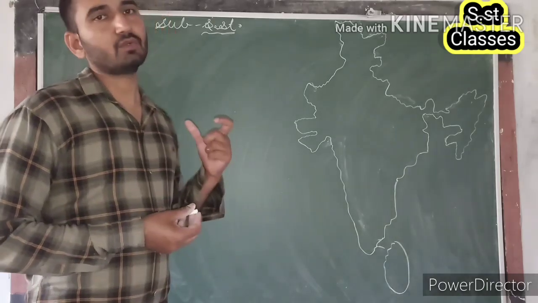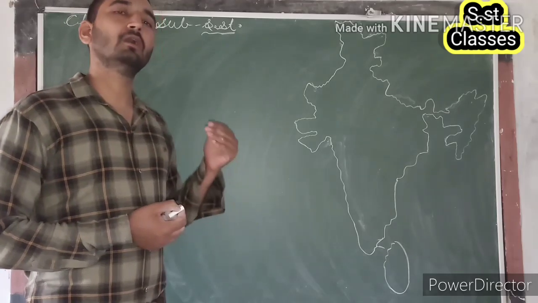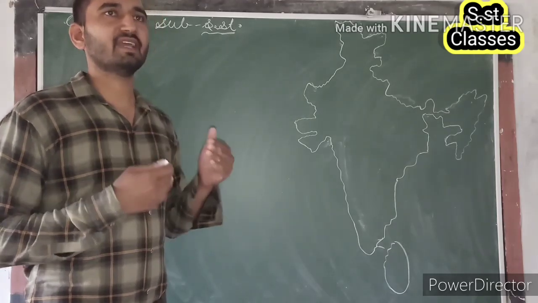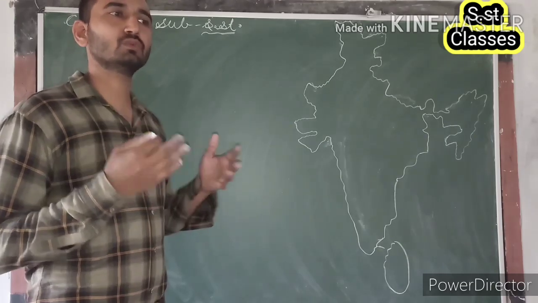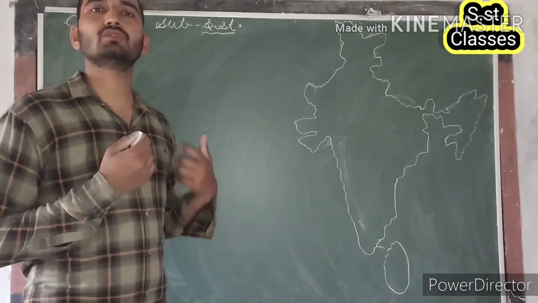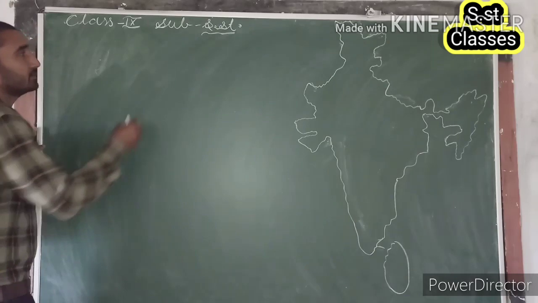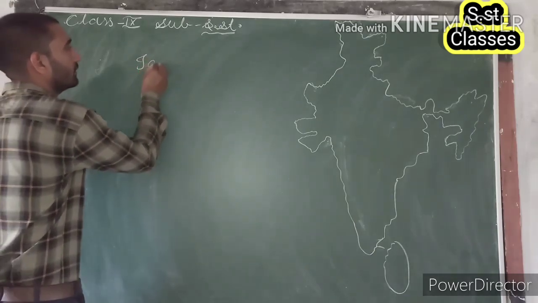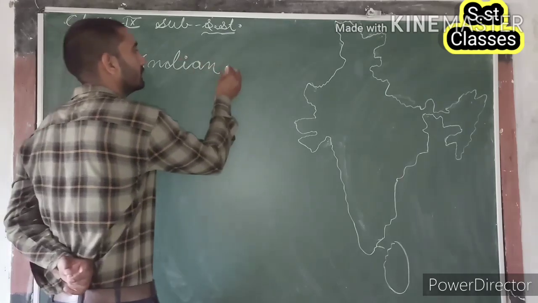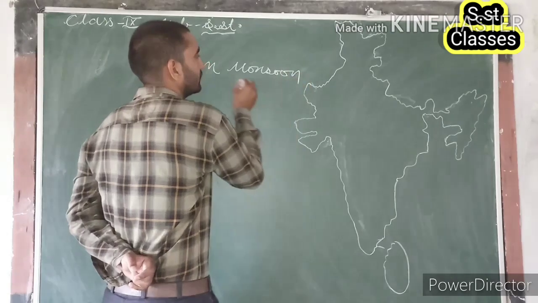Now here we are going to discuss the climate of India, which is a monsoon type of climate. So what do we actually mean by monsoon type of climate, or what does this word monsoon define? We are going to discuss. So the point is Indian monsoon.